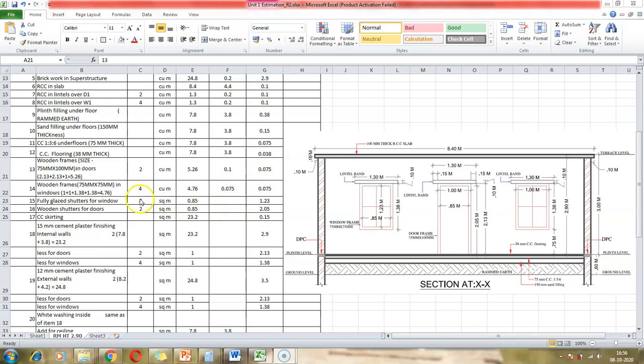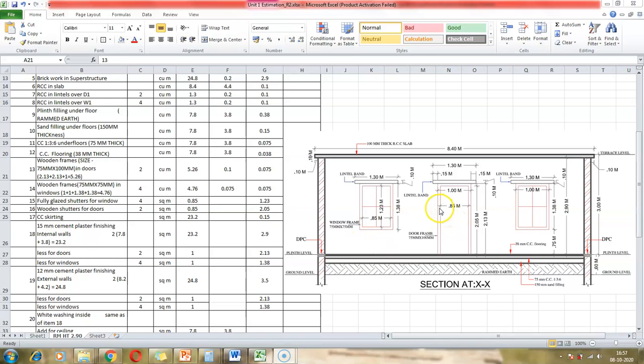So for the fully glazed shutters, the unit is square meters, and so we have the length as 0.85 meters and the height is 1.23. Now we look at wooden shutters for the doors. This is item number 16. Again, because we have 2 doors, we take the number as 2, and the unit of measurement is square meters.